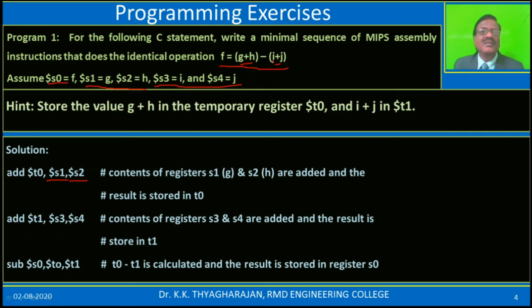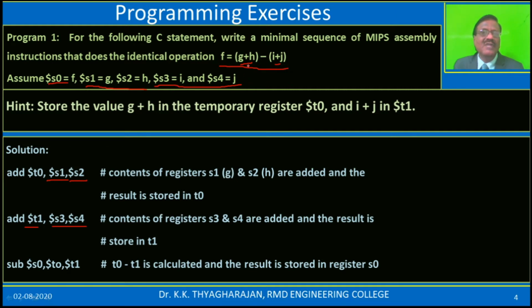Then for I plus J, I is in S3, J is in S4. So you use add instruction, but S3 S4 should be second and third operand. So these two will be added and the result will be stored in T1. So in T0 we have G plus H, and in T1 you have I plus J.